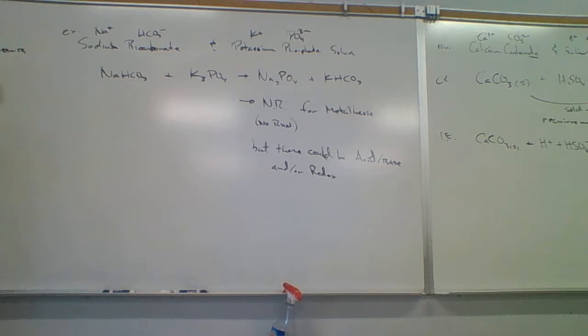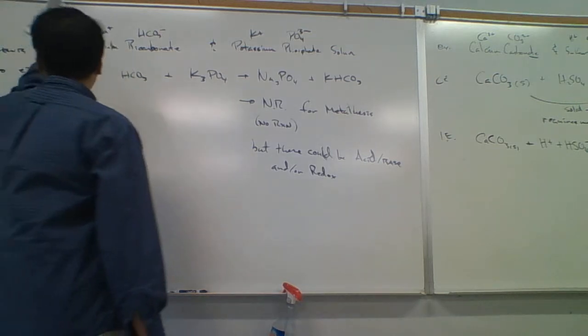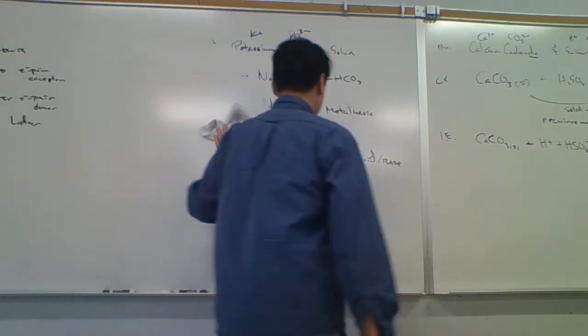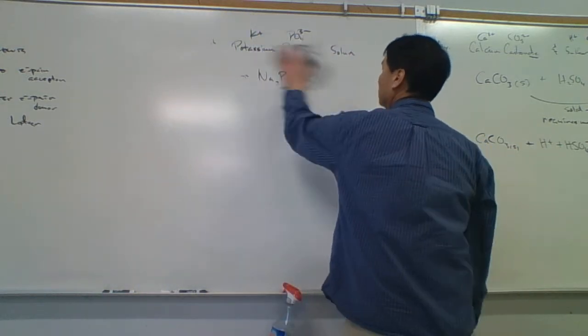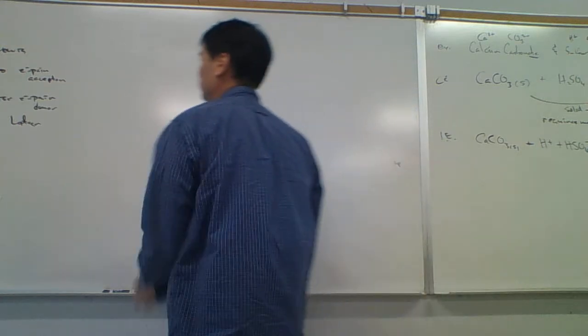For Lewis, the acid is an electron pair acceptor. We haven't gotten to electron pairs yet. And the base is electron pair donor. I'm going to talk about Lewis later. For right now, we're going to focus on Bronsted-Lowry acid bases, because we know hydrogen ions can be transferred here.